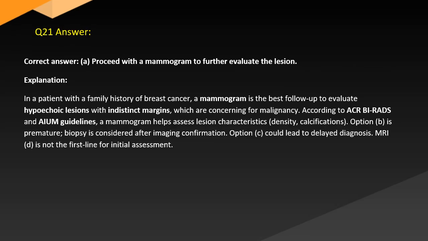Answer. Correct answer A. Proceed with a mammogram to further evaluate the lesion. Explanation: in a patient with a family history of breast cancer, a mammogram is the best follow-up to evaluate lesions with indistinct margins, which are concerning for malignancy. According to ACR BI-RADS and AMA guidelines, a mammogram helps assess lesion characteristics, density, and calcifications. Option B is premature. A biopsy is considered after imaging confirmation. Option C could lead to delayed diagnosis. MRI D is not the first line for initial assessment.